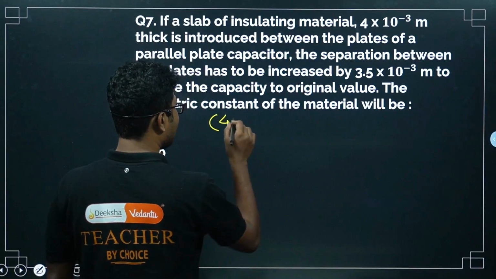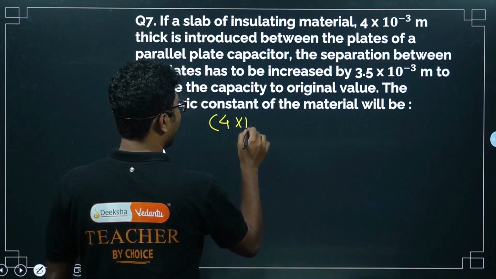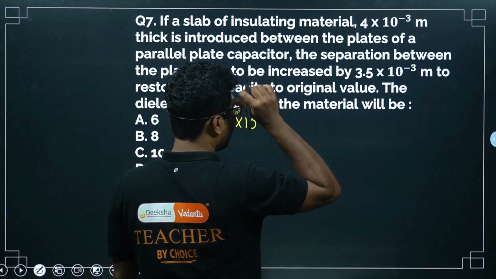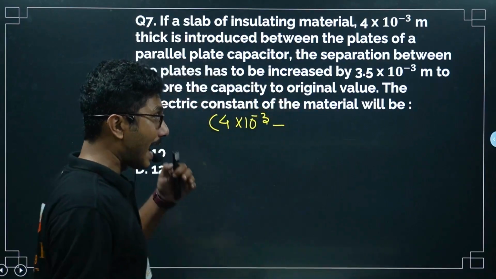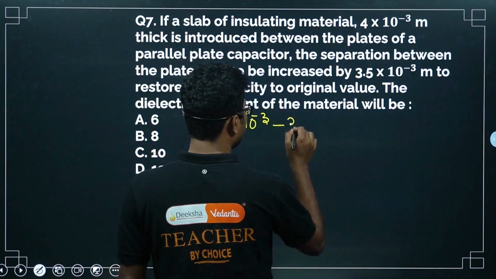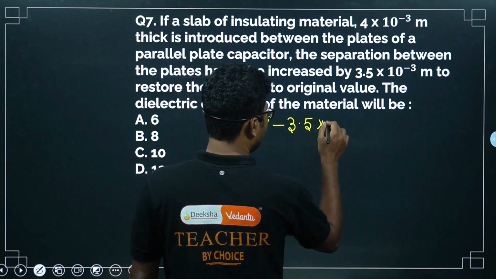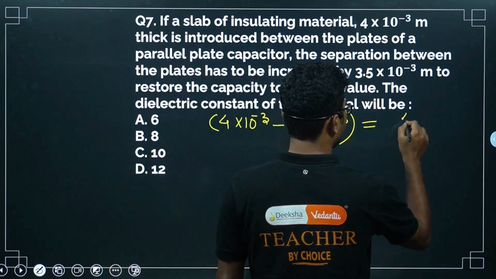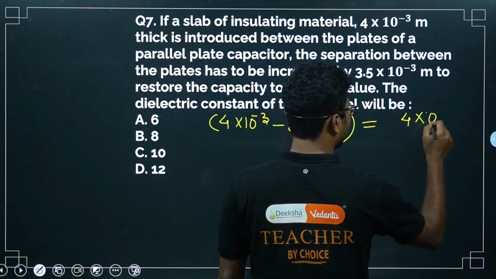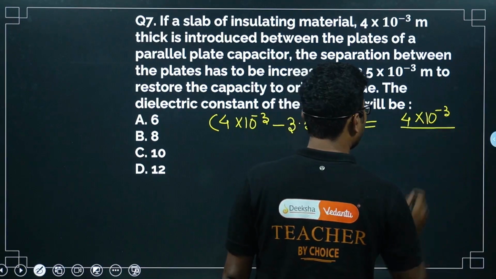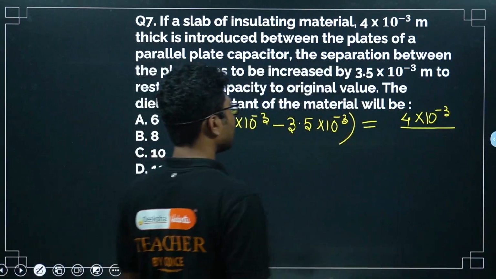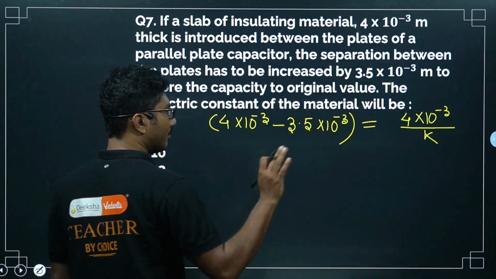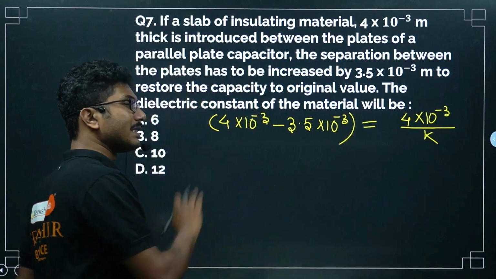What was the thickness of the dielectric? Dielectric thickness is 4 times 10 to the power of minus 3. What is the thickness of the air gap that we need to add to restore the capacitance? That is 3.5 times 10 to the power of minus 3. Okay, this should be equal to 4, the thickness of the dielectric, divided by the dielectric constant. Dielectric constant we are trying to calculate. So this is the value.